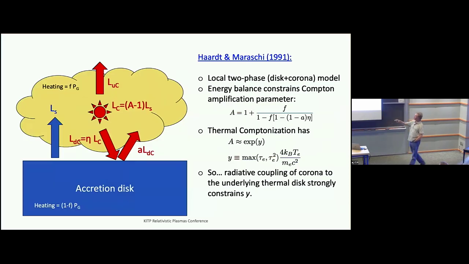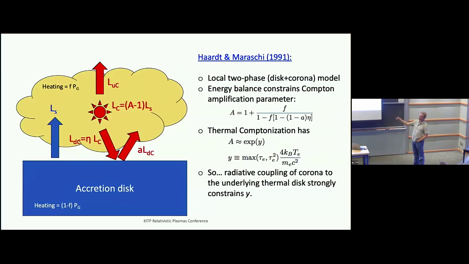And we can then just impose a steady state on the whole system. The thing that drives the whole system is the basic heating term. So we assume there's some release of gravitational potential energy, P_G, that's the fundamental power fueling the whole thing. Some fraction f of that is heating the corona, and some fraction 1 minus f is heating the disk. That's the fundamental system there. And then you can just impose energy balance, say that heating must equal cooling in the disk, heating must equal cooling in the corona.